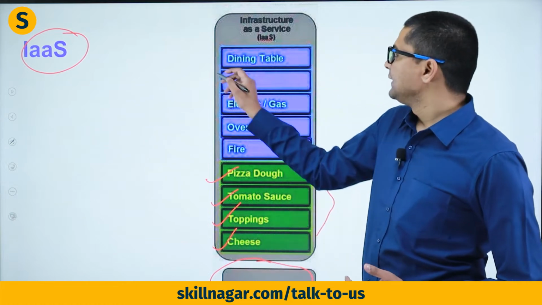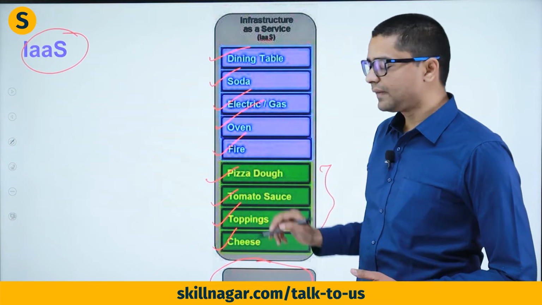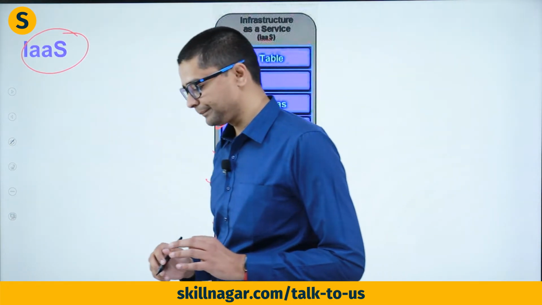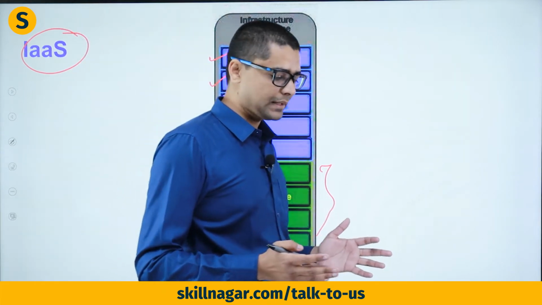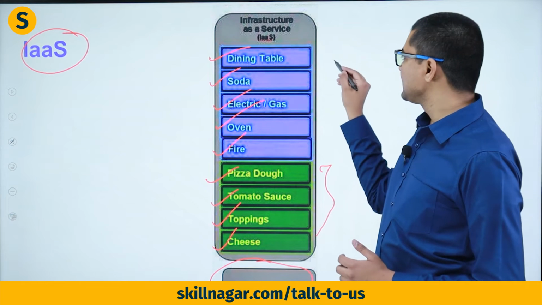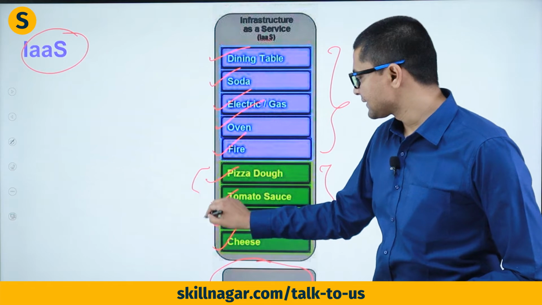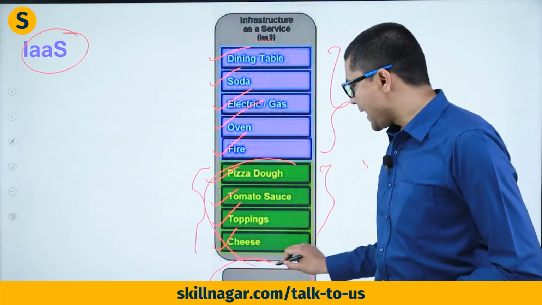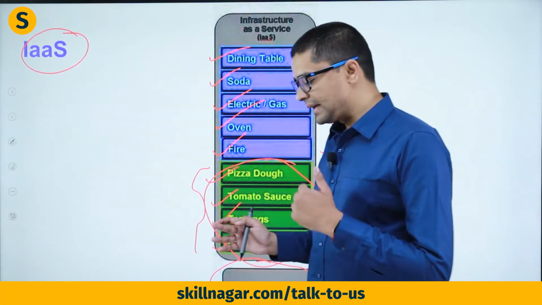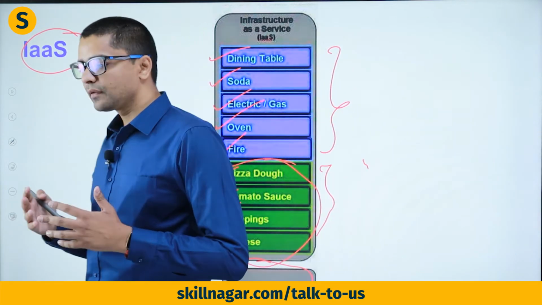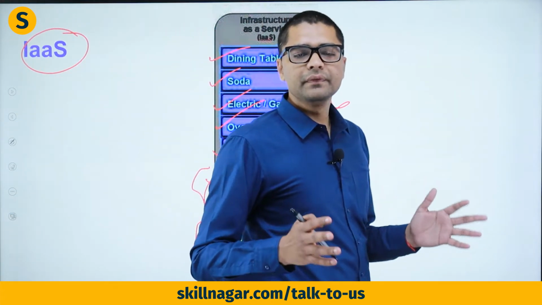And obviously I need the dining table, I need the soda, I need the gas, I need the oven, and I need the fire. Now here is a slight difference. In the previous slide of on-premises, I was managing everything, but here I just need to require only this set of things, and the other set of things are managed by someone else. And this is an example of infrastructure as a service, where in terms of cloud, we get the infrastructure, and after that, whatever we want to do, we can do that.